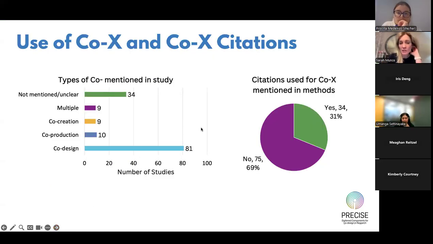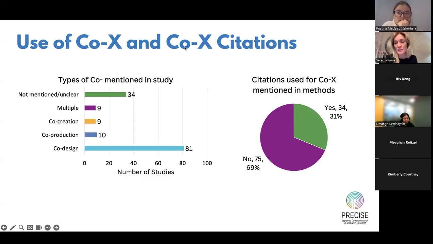Co-design definitions we also looked at. So most of the studies did indicate using the term co-design, but studies also, again in line with what we know, used multiple terms. And actually in 34 studies, a co-term was not used in the methods section. So again, in line with what we've seen around ambiguity in terms of process.